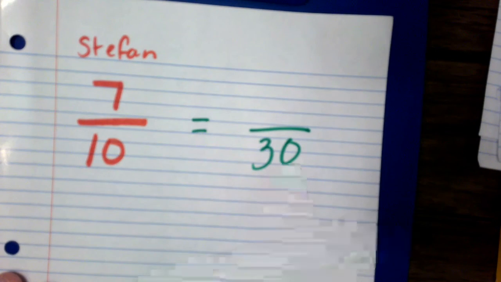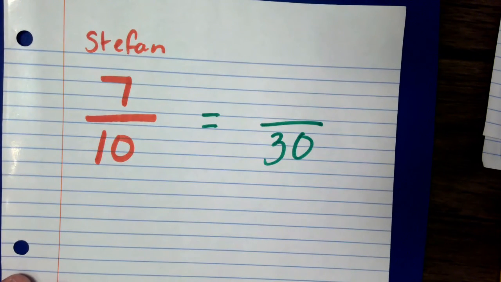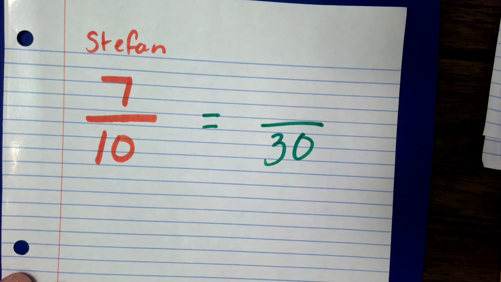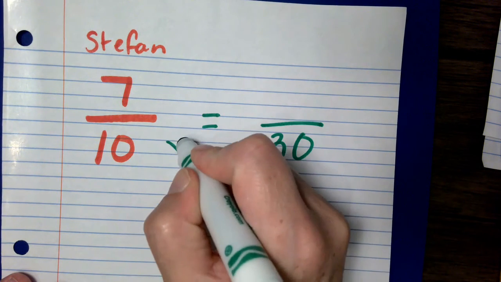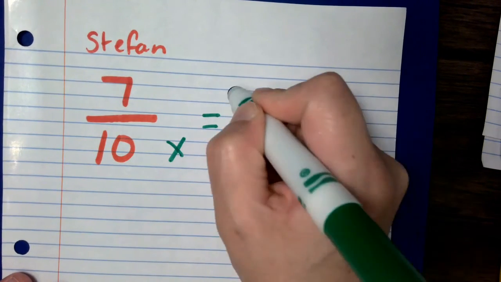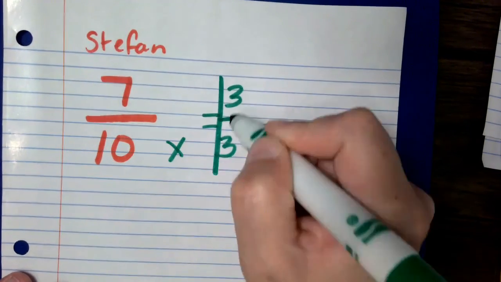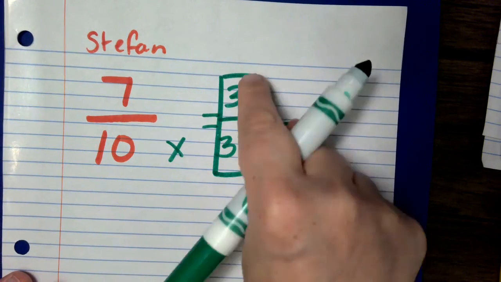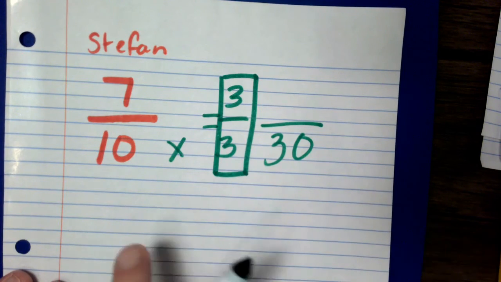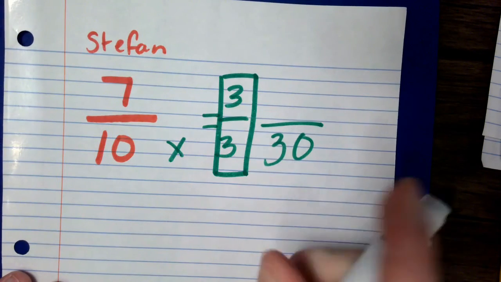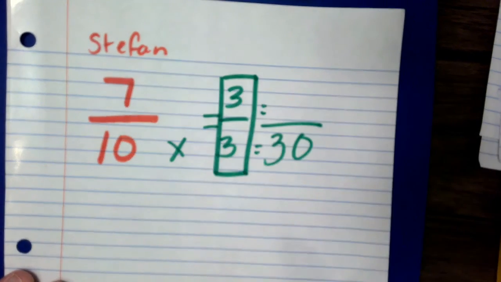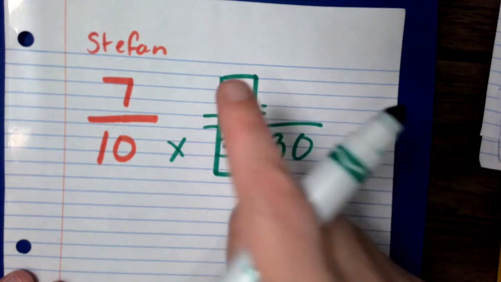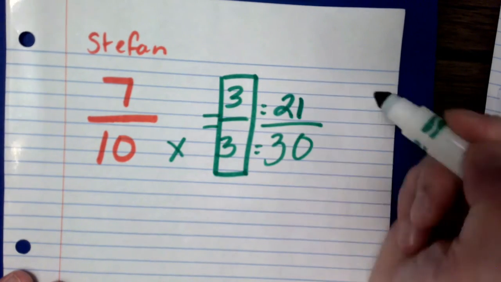10 times something will give me 30. What number am I going to put there? If you said 3, you're correct. So I'm going to multiply by 3/3, because that's essentially multiplying by 1. 3 over 3, or 3 divided by 3, is in fact 1. So 10 times 3 is equal to 30. And I have to do the same thing to the top. 7 times 3 is going to give me 21.